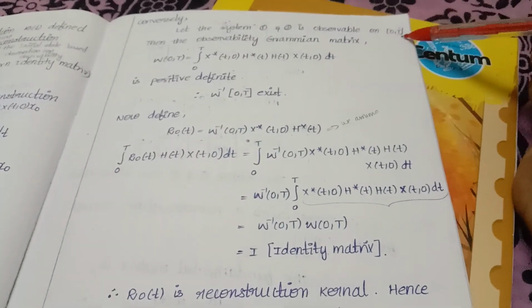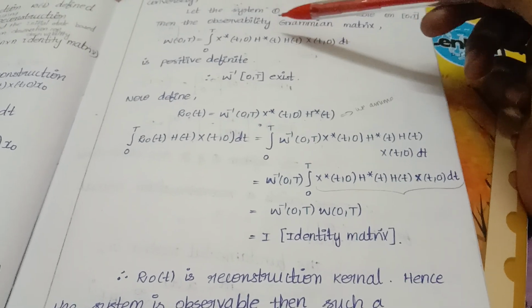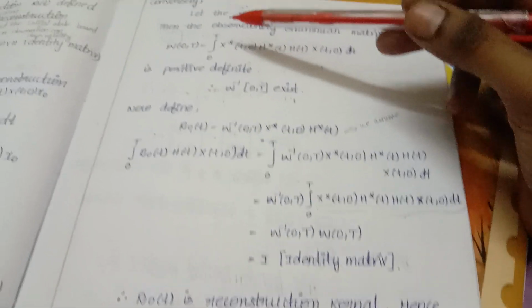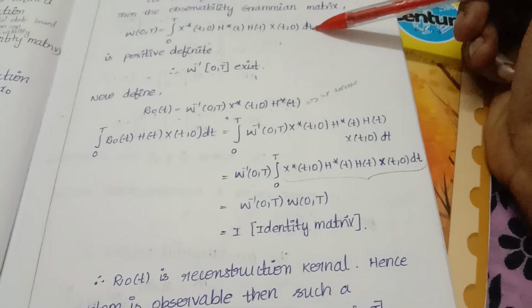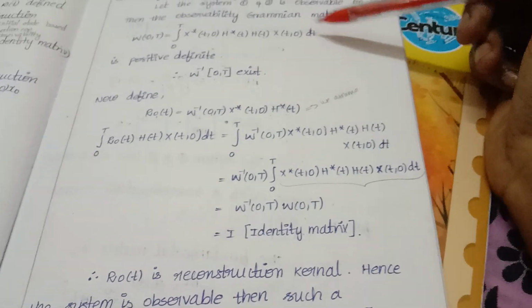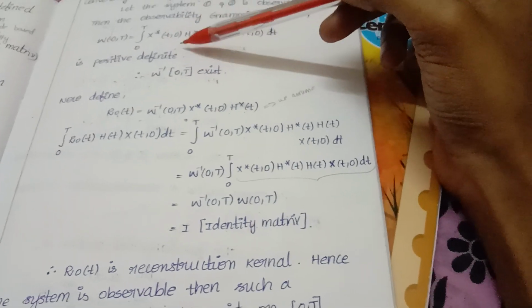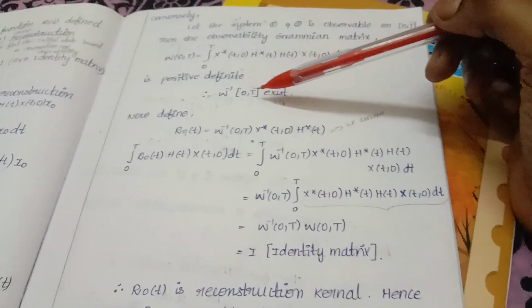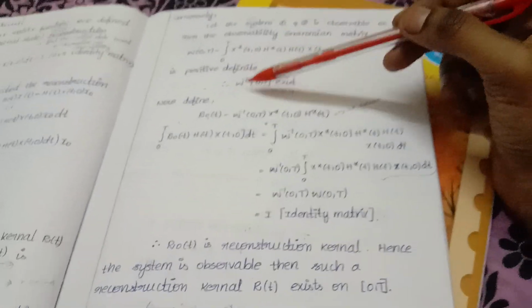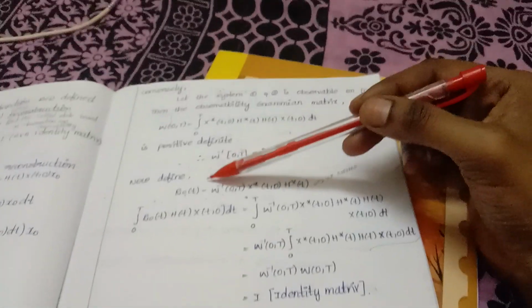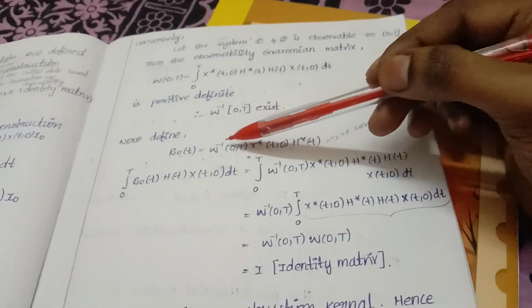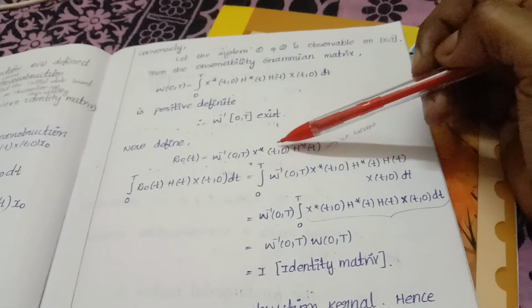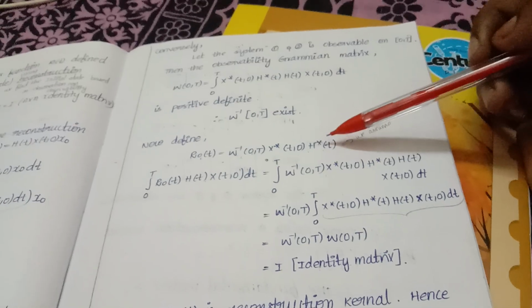Next, the converse part: we assume the system is observable on the interval 0 comma T. If the system is observable, there exists the observability Gramian matrix W of 0 comma T, which is integral 0 to T x star of t comma 0 h star of t h of t x of t comma 0 dt. It is positive definite, and if it is positive definite then the inverse also exists. So W inverse of 0 comma T exists. So we define R naught of t, which is W inverse of 0 comma T x star of t comma 0 and h star of t.